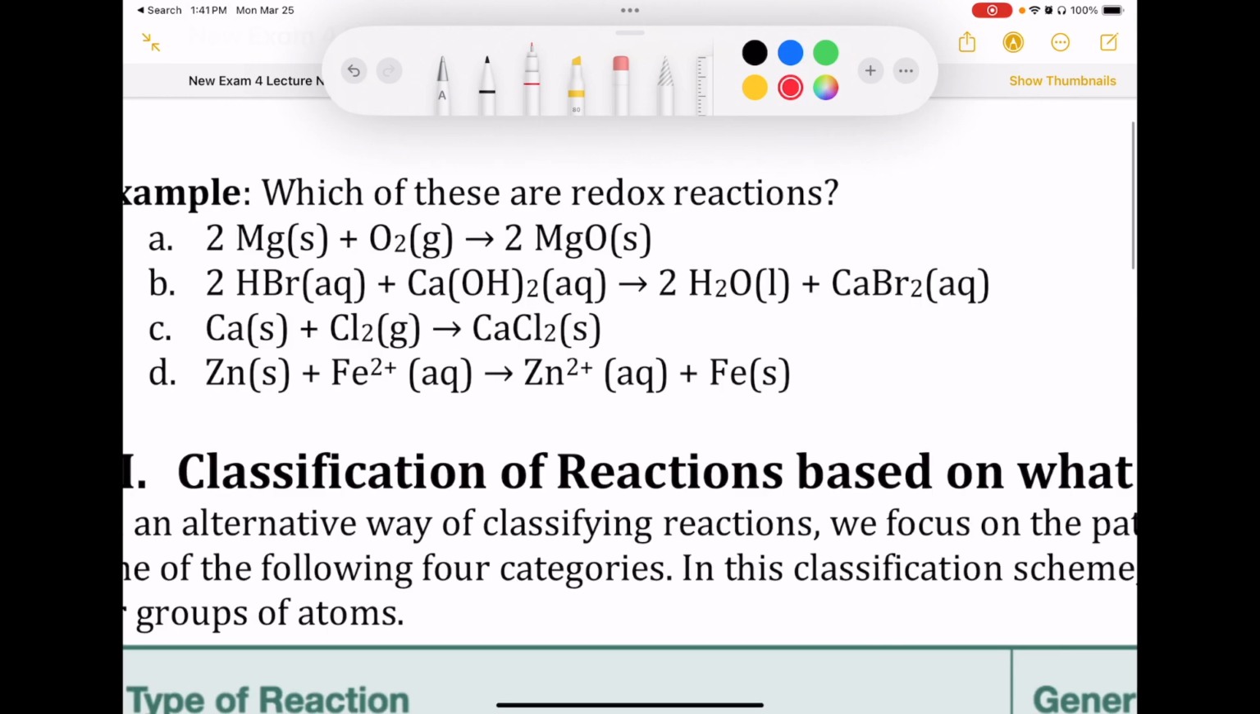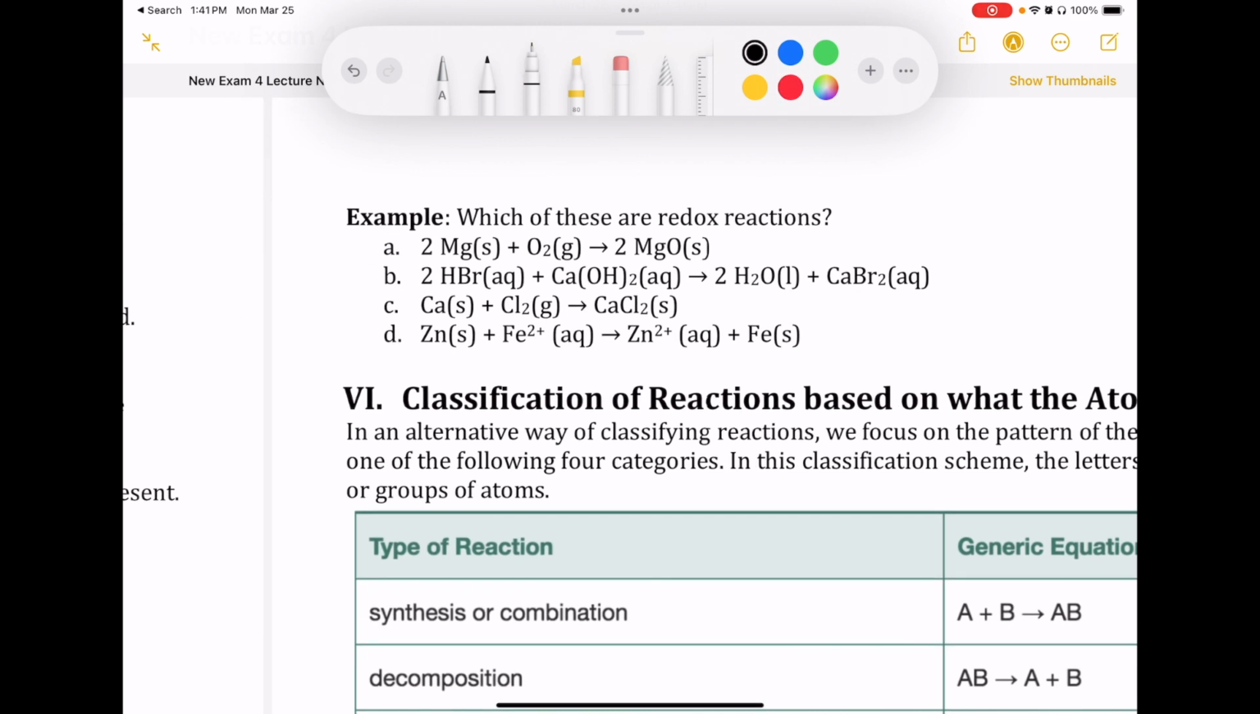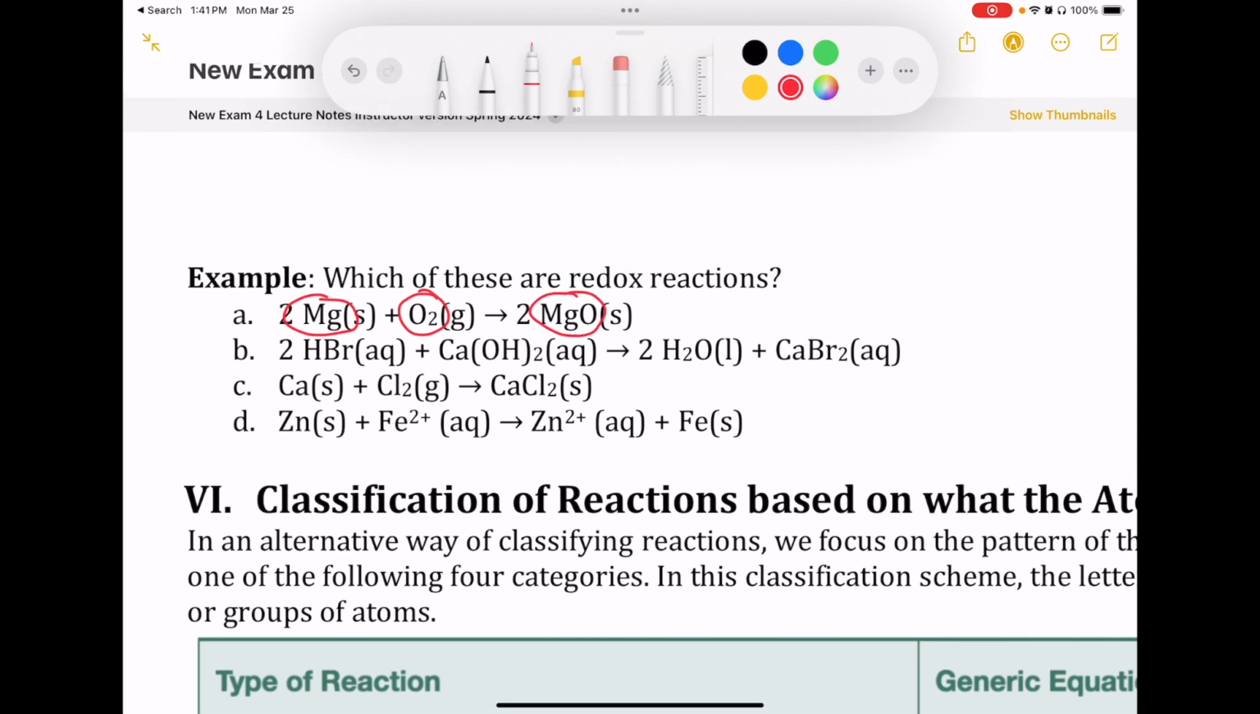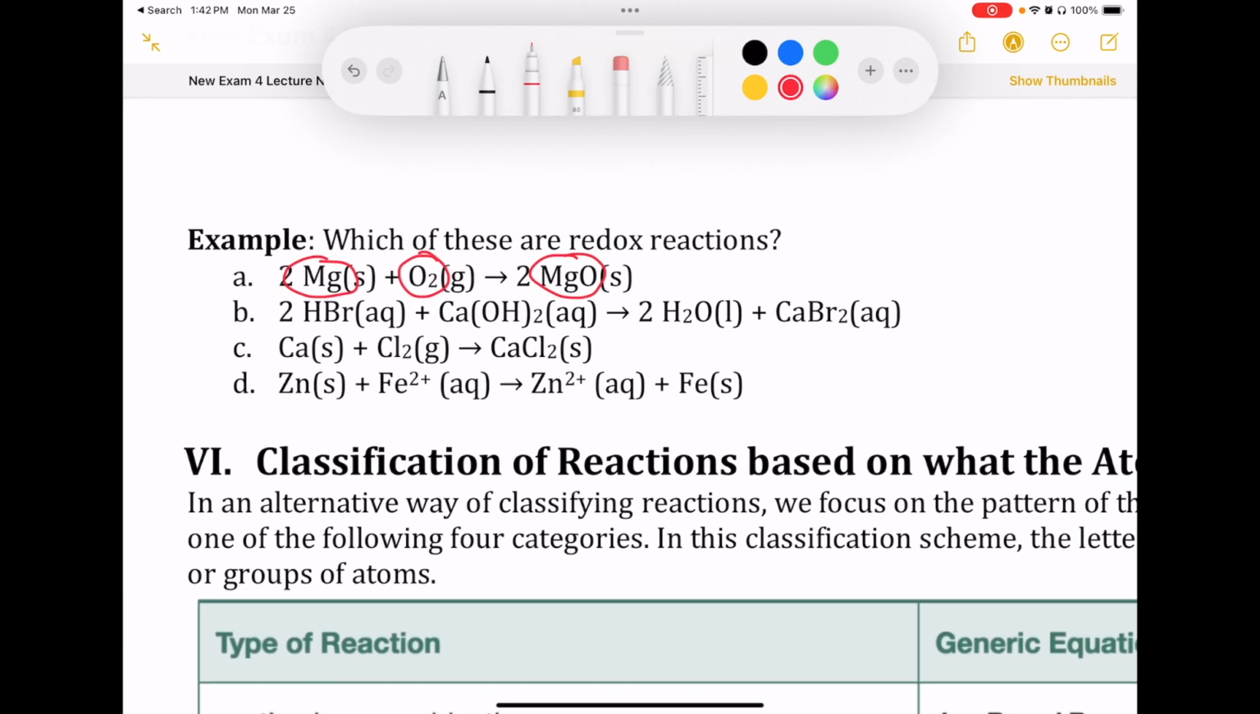Now we can take a look at this example and see which of these are redox reactions. I'm going to do the first couple of them and we'll leave the other two for you to do. Let's take a look at this one right here. Again, the easy way is to see, is it double displacement or not? It's Mg, it's O2, and then it's forming MgO. Does it fit that pattern, AB plus CD goes to AD plus CB, which is two ionic compounds on the left and two ionic compounds on the right? This one doesn't fit, so this must be a redox reaction.